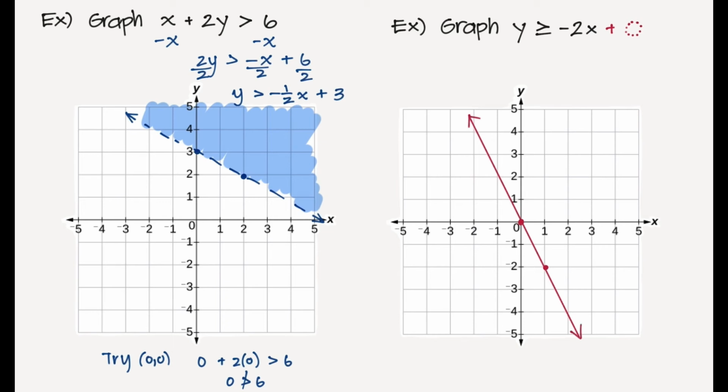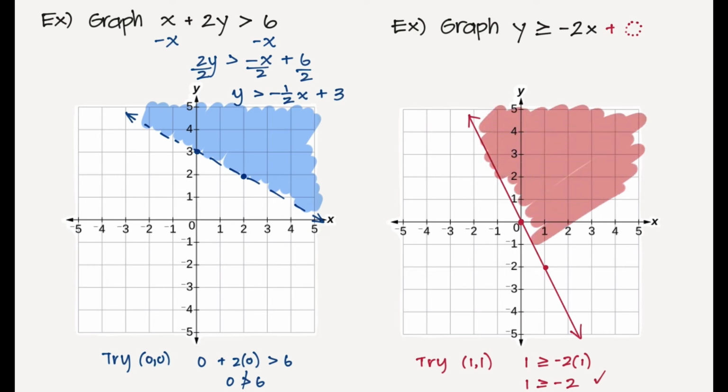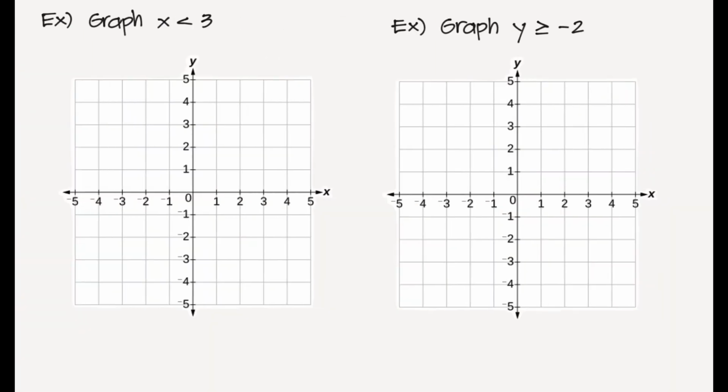but because my line goes through 0, 0, I need to pick a different test point. So I'm going to try 1, 1. So is 1 greater than or equal to negative 2 times 1? Yes, it is. So I'm going to shade the side with 1, 1. And so all of those points that I'm shading are solutions for this inequality.